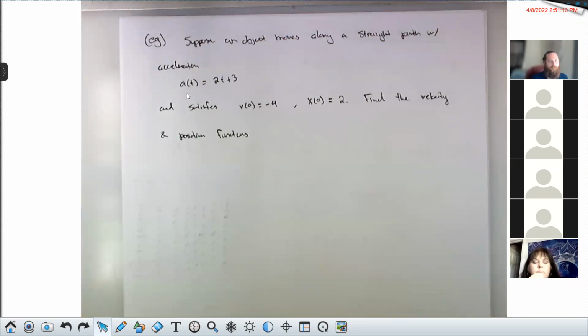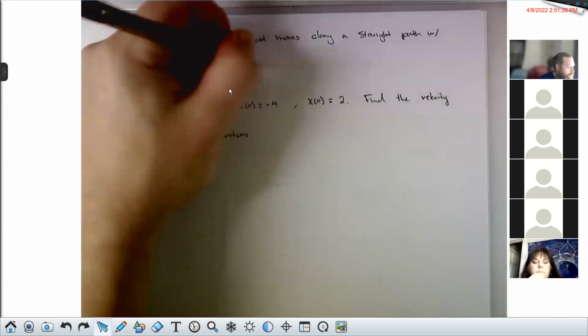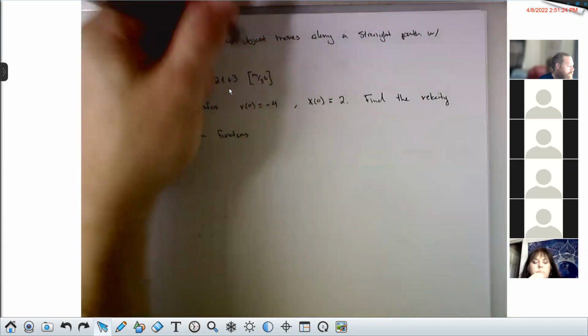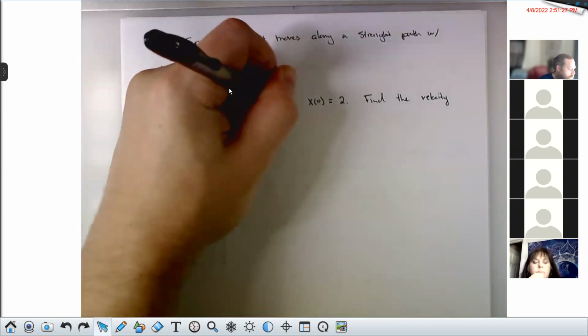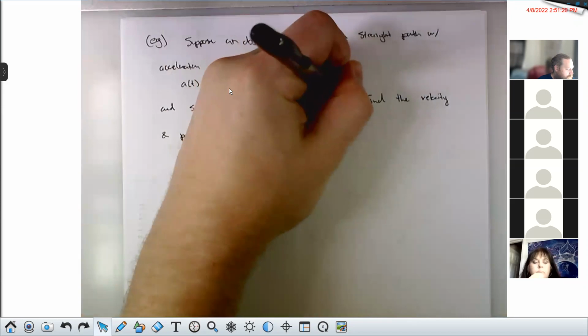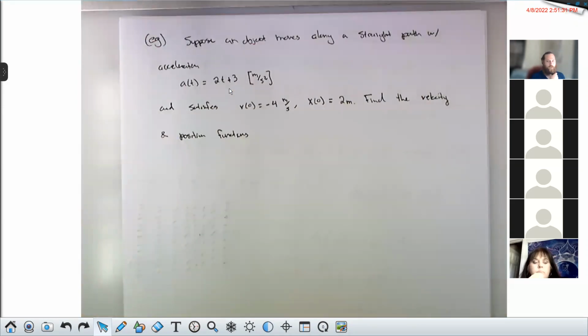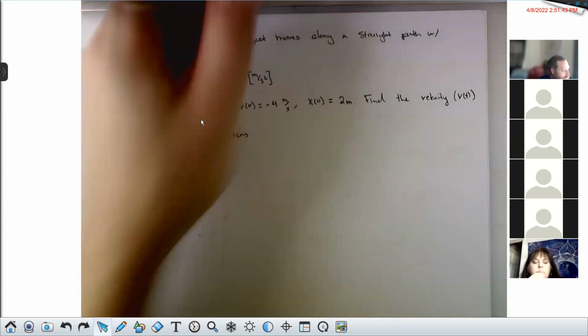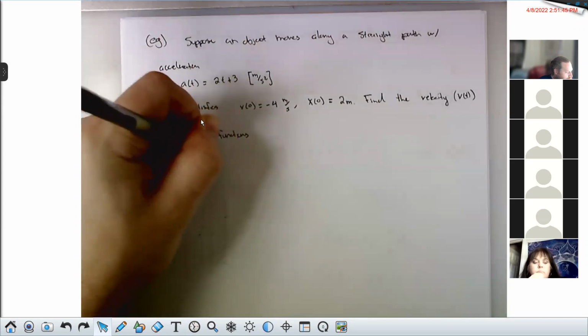So I'm told that an object moves along a straight path. Its acceleration is governed by this, which would be in meters per second squared. His initial velocity is -4 meters per second, and his initial position is 2 meters. We want to find the velocity and position functions. So x of t is the position, v of t is the velocity.